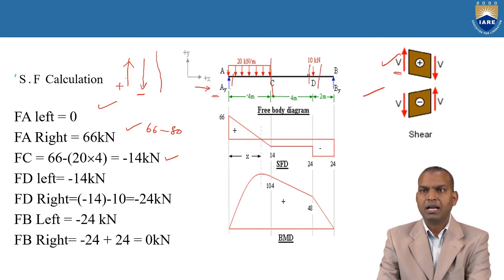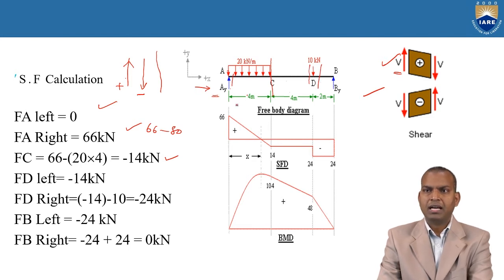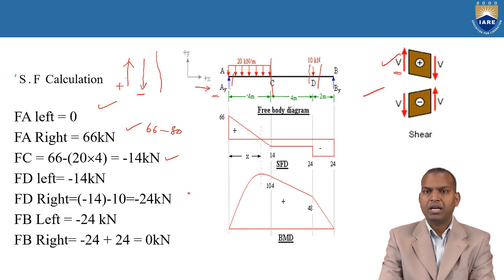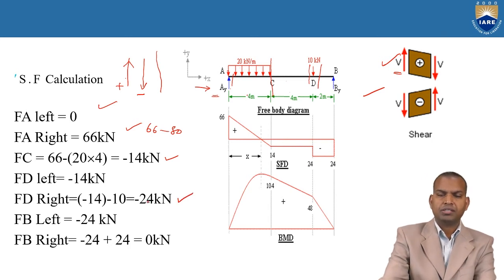After D, what is happening? Now again the downward force is negative. So AY minus 80 minus 10, that is minus 24 kilonewtons.